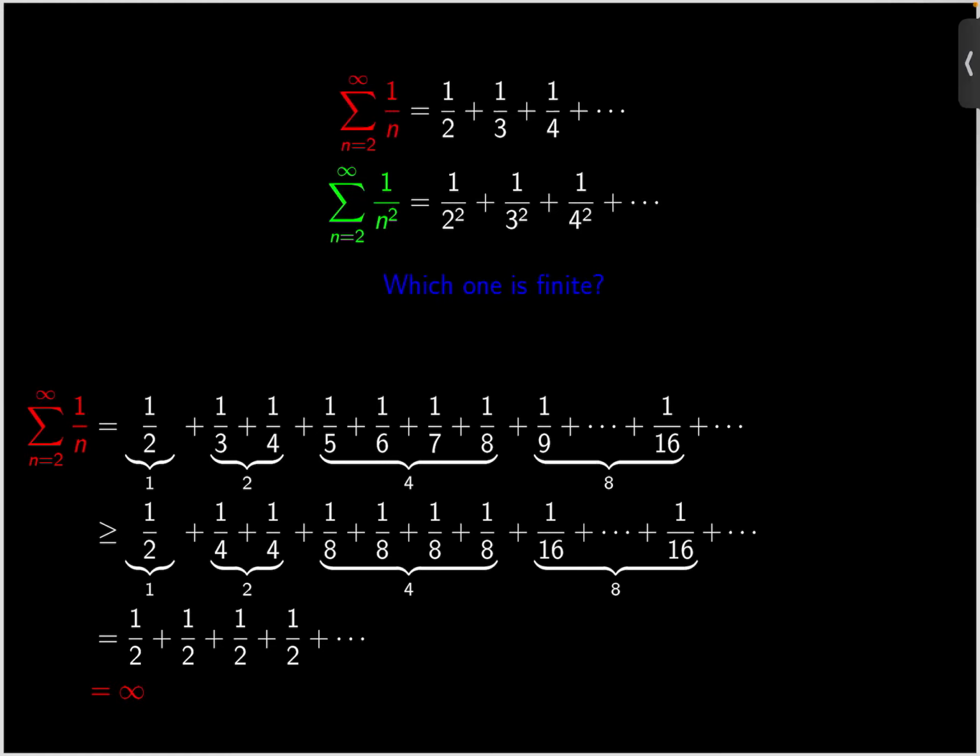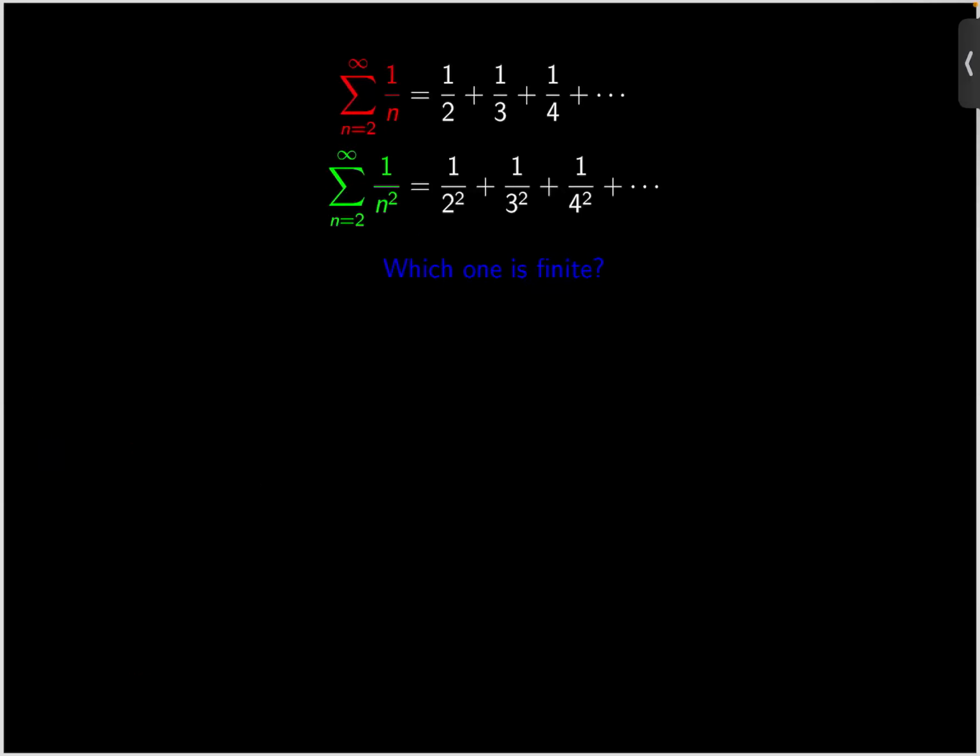Well, what about the other one? I said that one of these was finite, so it has to be the green one. Can we explain why this green series is finite? Well, let's start. The sum from n is equal to 2 up to infinity of 1 divided by n squared. Let's write out the first few terms. And instead of writing 2 squared, I'm going to write 2 times 2.